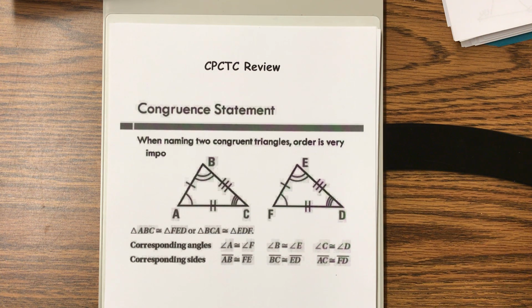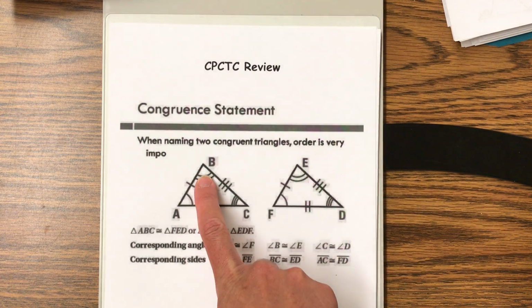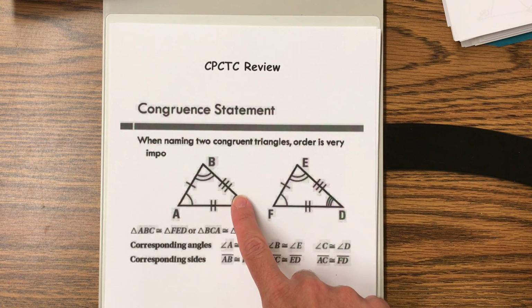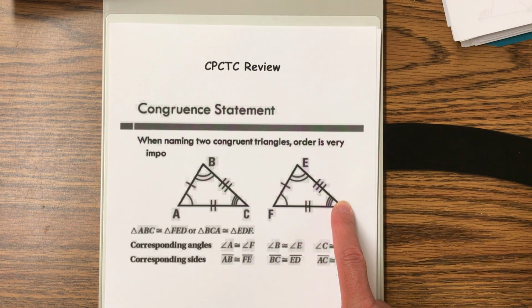So what that means is angle A maps and matches to angle F, and those two angles are congruent. Angle B maps to angle E, and those two angles are congruent. And angle C maps to angle D, and those angles are congruent.